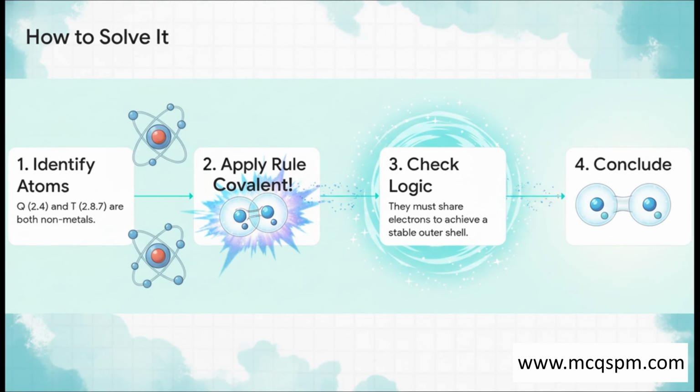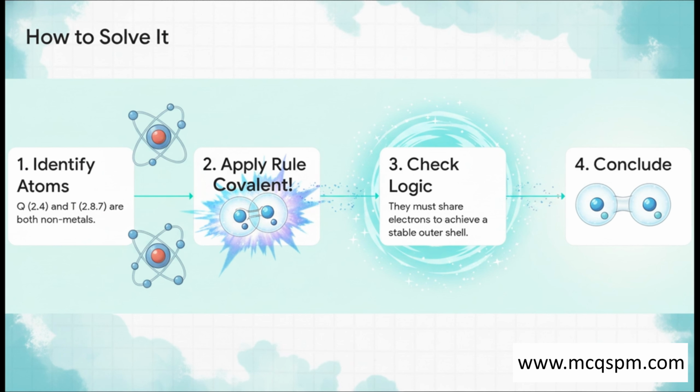So how do we tackle this? Let's break it down. Step 1. Figure out what kind of atoms we're dealing with. Look at their outer electrons. Q has 4, T has 7. So what does that tell us? They're both nonmetals. Step 2. Apply our golden rule. What happens when 2 nonmetals meet? They form a covalent bond. The logic is simple. Neither one wants to give up its electrons, so they have to share to get stable.